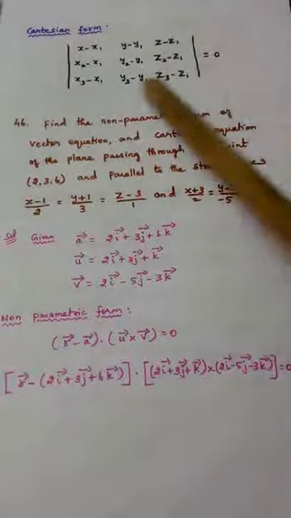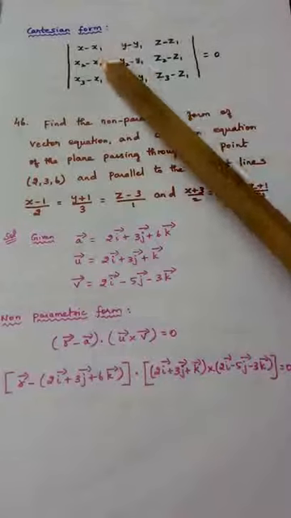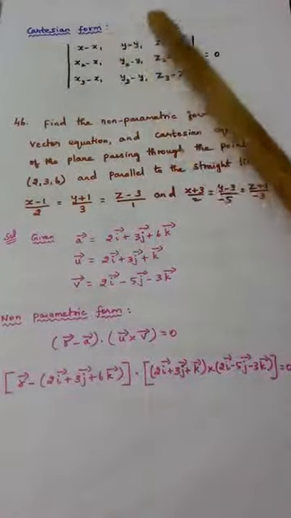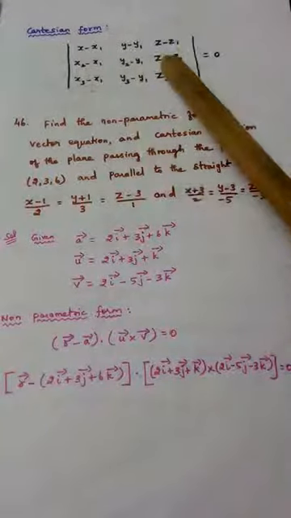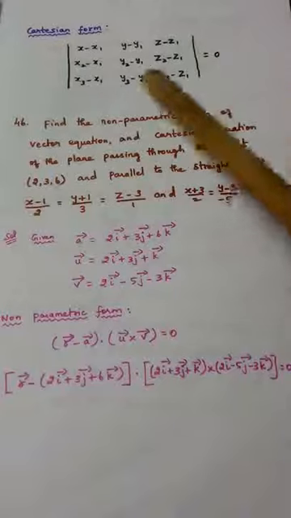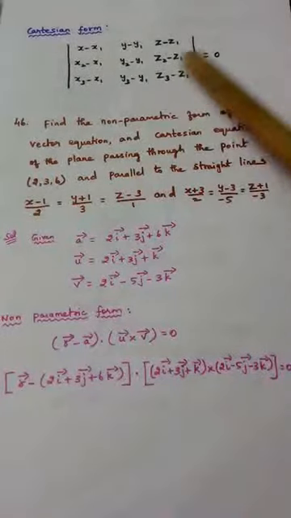Here L, M, N will not come because no parallel vector is given, only 3 points. So we'll be having x1, y1, z1 as the first point, x2, y2, z2 as the second point, and x3, y3, z3 as the third point. So only 3 points. Equal to 0 is the formula for what? Cartesian form.